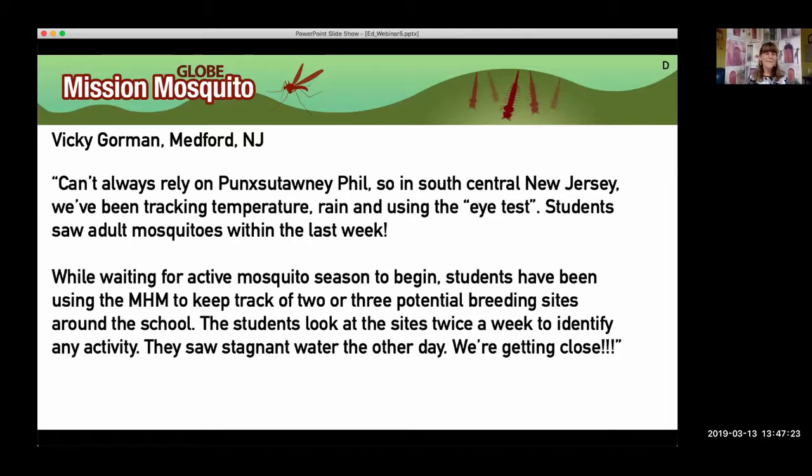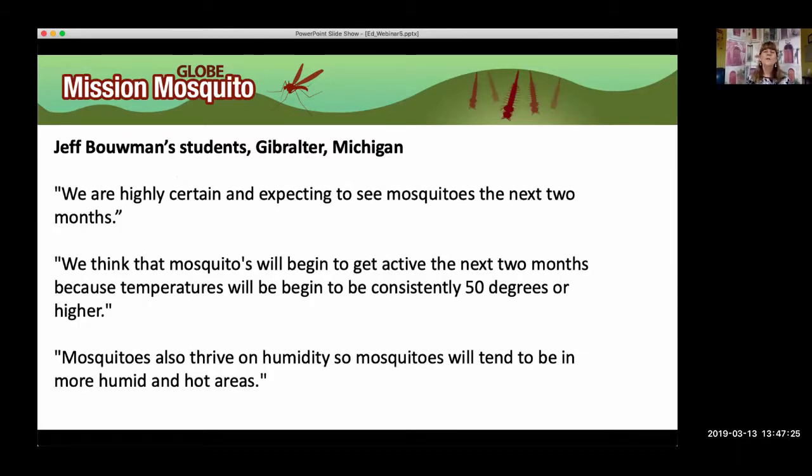And next slide. These are some quotes from some students whom I've been working with, Jeff Bauman's students in Gibraltar, Michigan. Again, I just asked them, when are you anticipating that you're going to start to see active mosquitoes, and what kind of data are you collecting?